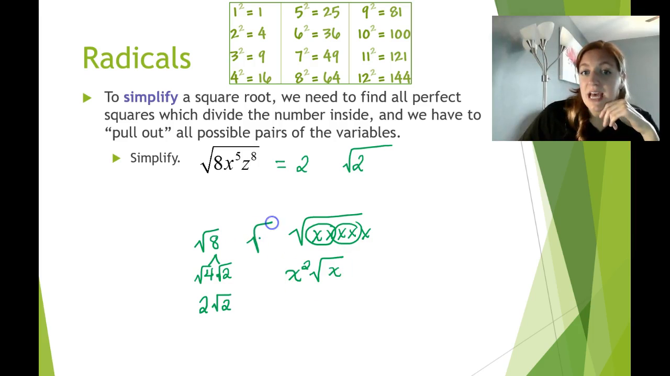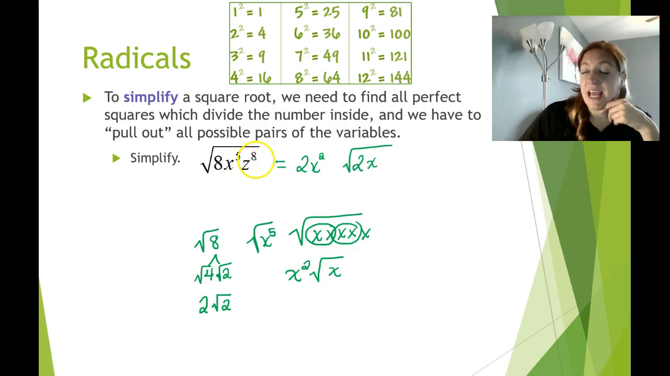So we can pull out 2 x's and then leave 1 x inside. Another way to do this is x to the 5th, divide it by 2, since you're taking the square root. So 5 divided by 2 is 2.5. So that means you can pull out 2, but there's still 1 that's left inside. Didn't quite make it out. Okay, so you see we have x squared on the outside and x on the inside.